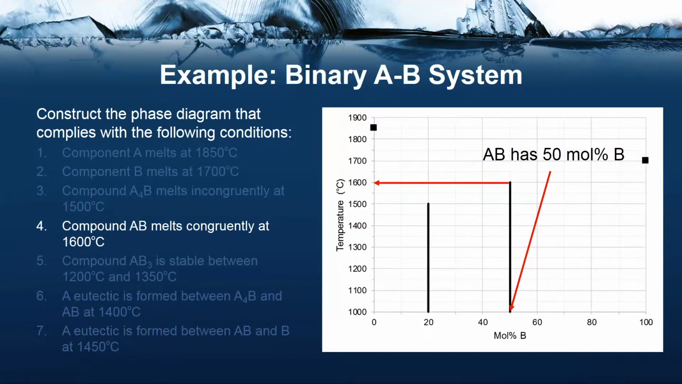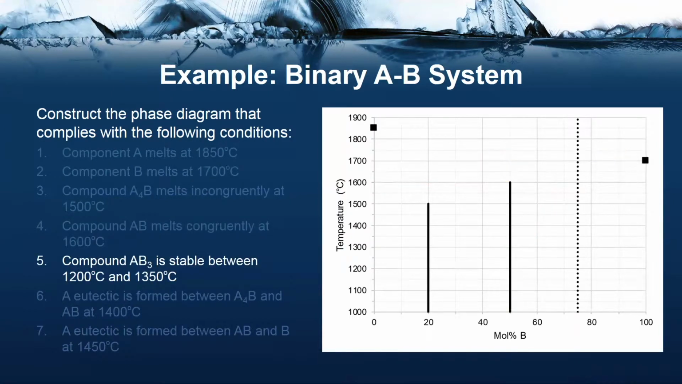The final intermediate compound, AB3, does not have a melting point. We start by marking out the composition of this compound in the figure. I've drawn this dashed line across the whole temperature interval to mark this composition, which is 75 mole percent B. And you can get this 75 mole percent from the stoichiometry of the compound.